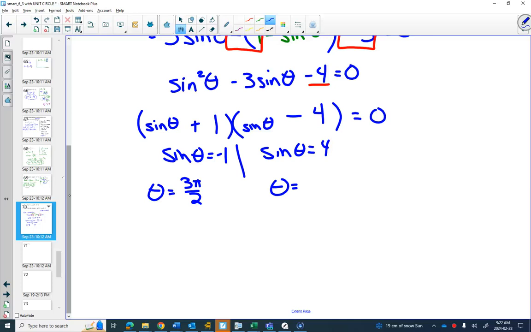Isn't 3 pi over 2 on the...? Yes, so this side is on the unit circle. I'm talking about the right-hand side with the 4. There's never a 4 on your unit circle. Now, if you went to your calculator, it might give you a hint.